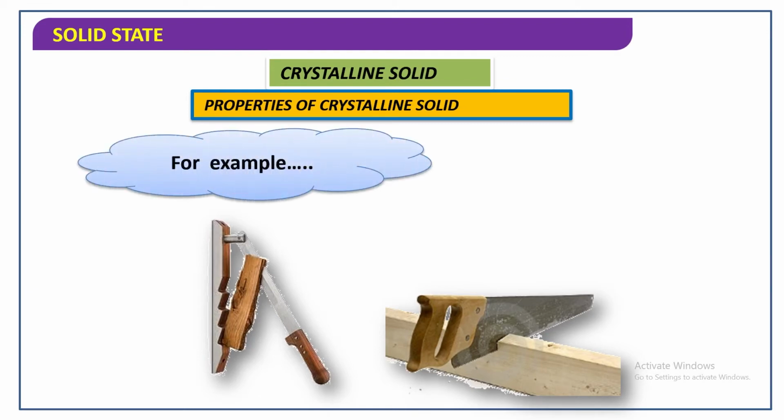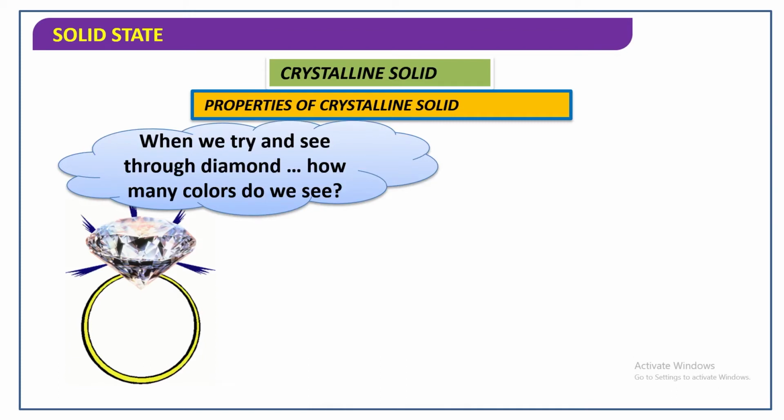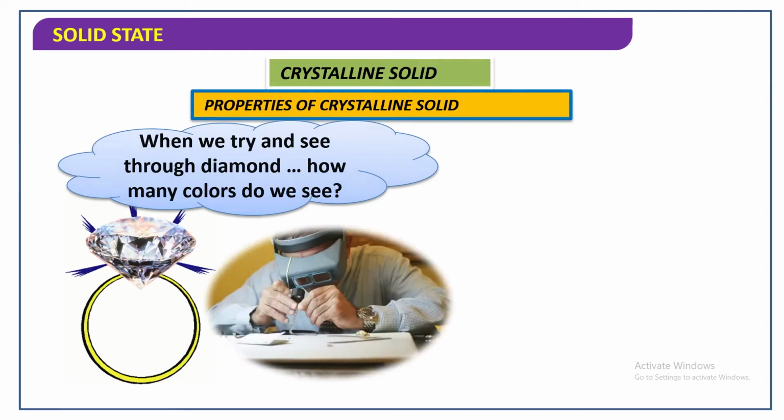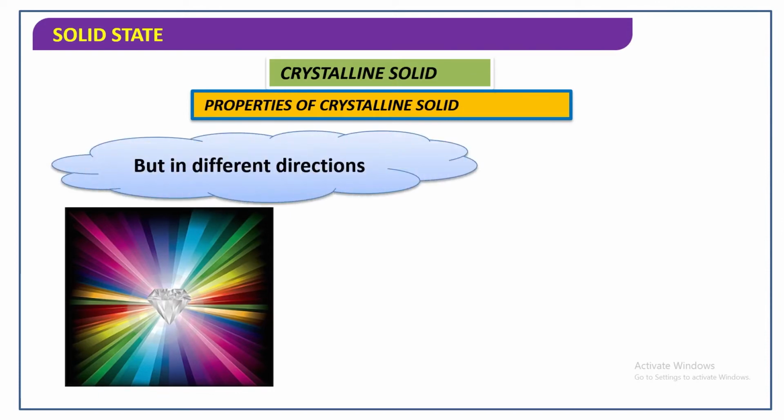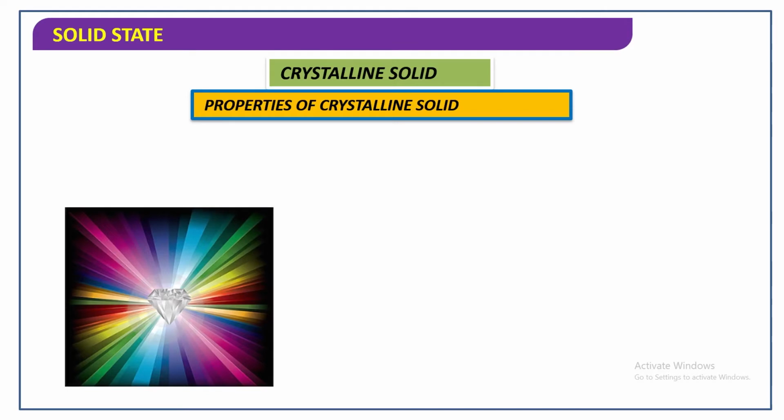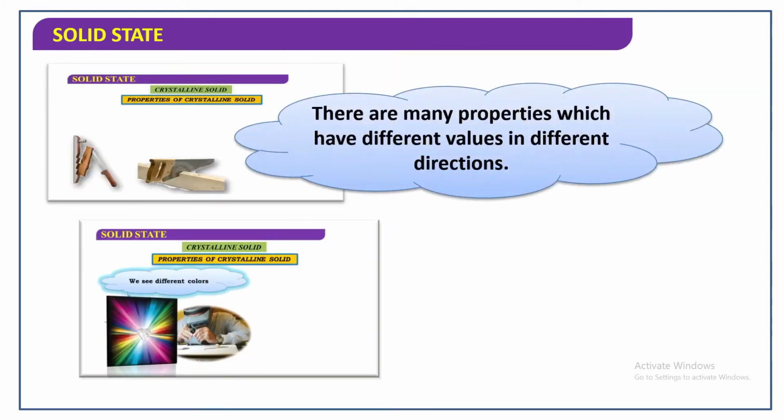So when we try to see through a diamond, how many colors do we see? Many. We see different colors, actually caused by the scattering of light, dispersion of light, basically. In different directions, they have a different color. So there are many properties which have different values in different directions. It means their refractive index is different in different directions. So we say these are anisotropic.